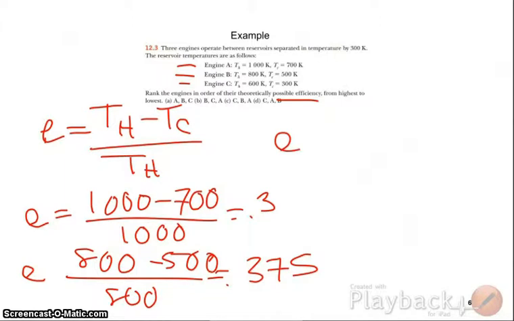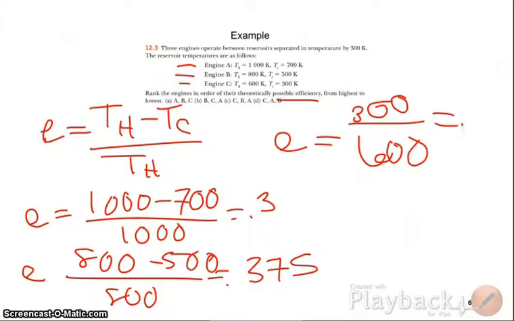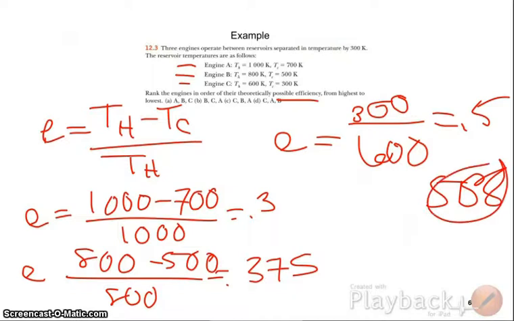And the third one would be 600 minus 300 divided by 600, which is 0.5, or 50% efficient. So you can use 50% of the energy that you put in. So the lower your TC gets, the better for the same drop in temperature.